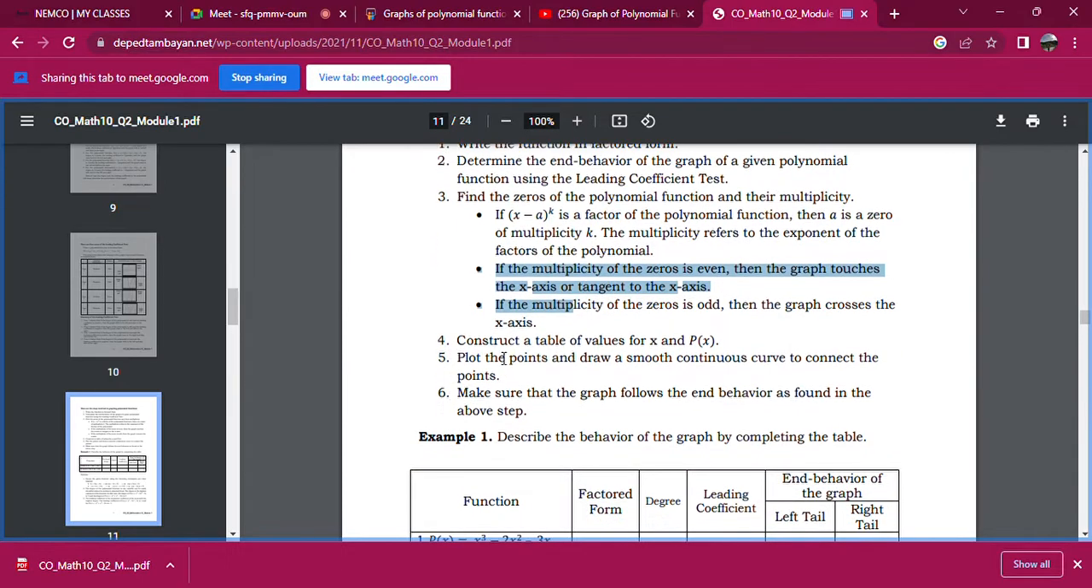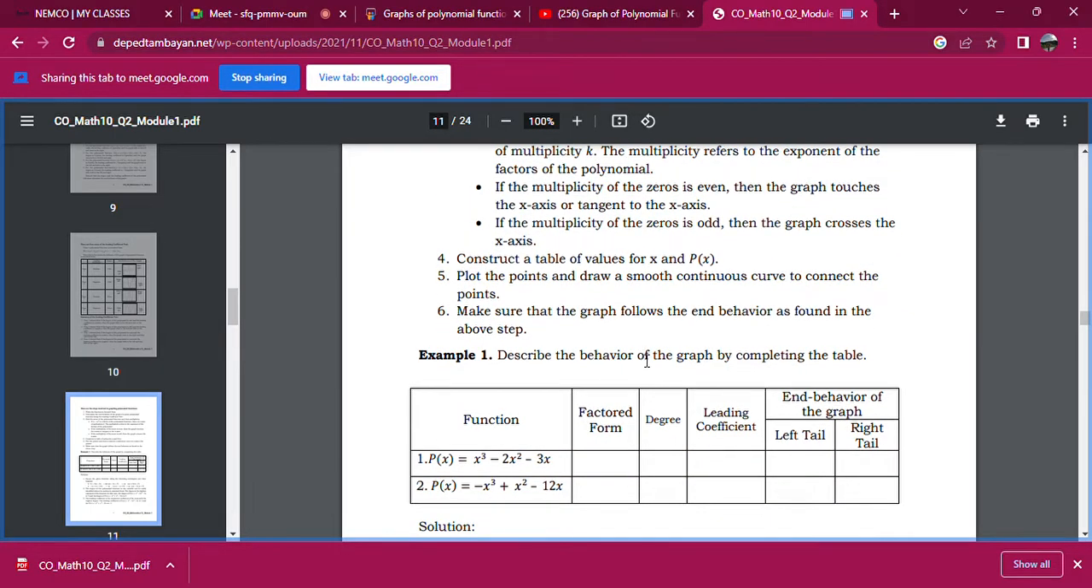After that, we have number 4. You will have to construct a table of values for x and p of x. So you make a table of values, and then plot the points there. And then, you will have to draw a smooth, continuous curve to connect the points. And then, number 6, make sure that the graph follows the end behavior as found in the above step. So the end behavior you determined last should match your graph.